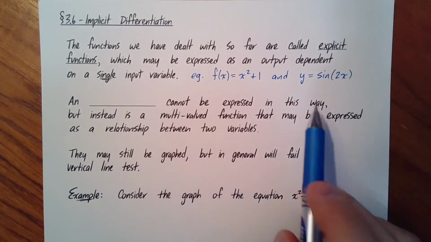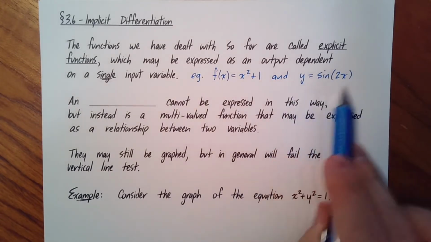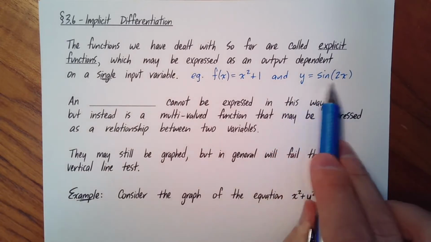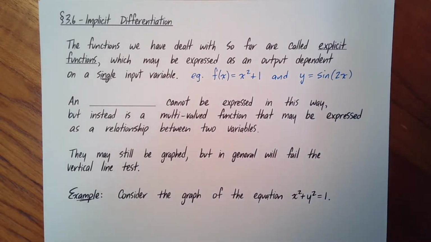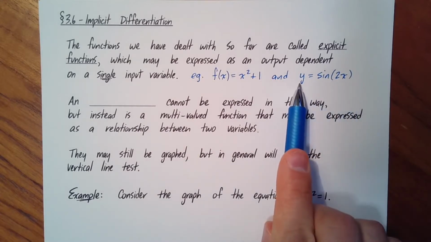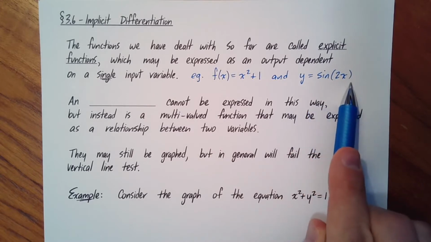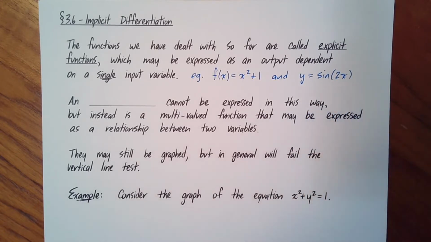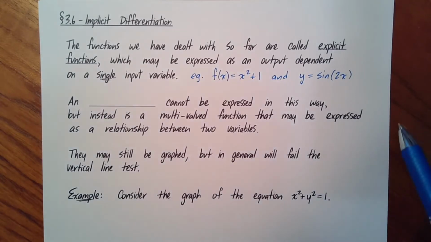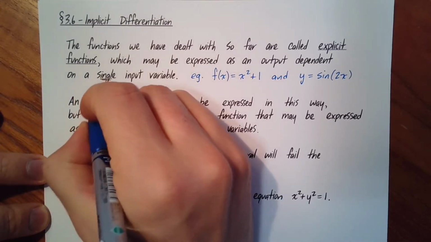You might also want to take note, particularly of the second example, because this is the example that we're going to be generalizing. This is the notation we're going to use when we talk about implicit functions. And notice the key feature here is the way it's written. It's written in the form y equals, and then everything on the right-hand side of this equation is dependent only on the input variable, which happens to be x in this case. Okay, but an implicit function cannot be expressed in this way. So that's what we're going to fill in here, an implicit function.